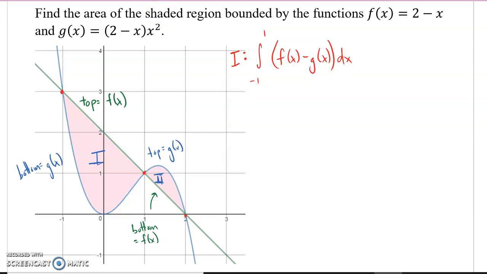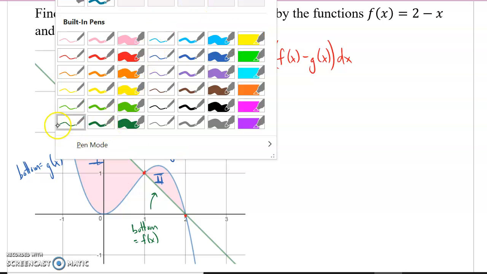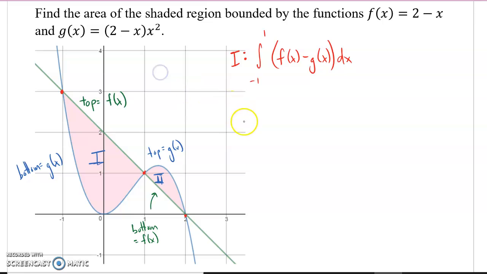And then the area of region 2, here we go, purple. We'll pick up where we left off, which is at x equals 1, and we're going to go to x equals 2. This time our top is g of x and our bottom is f of x. And that would be the expression that we would use to find the area of region 2.